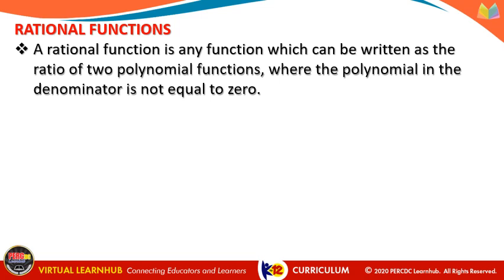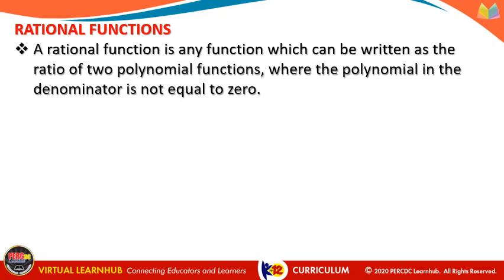So we have here our formal definition. A rational function is any function which can be written as the ratio of two polynomial functions where the polynomial in the denominator is not equal to 0. So again, kuha ka lang ng dalawang polynomials, yung isa gawin mong numerator, yung isa gawin mong denominator. Now, of course, para hindi tayo magkaroon ng division by 0, dapat yung function na ilalagay mo sa denominator hindi magzi-zero. Or hindi equal sa 0.